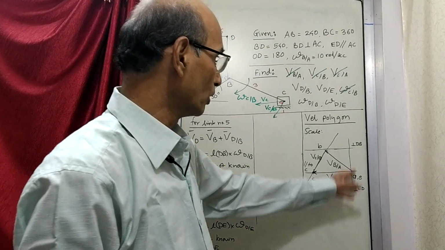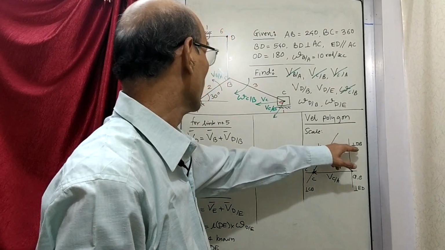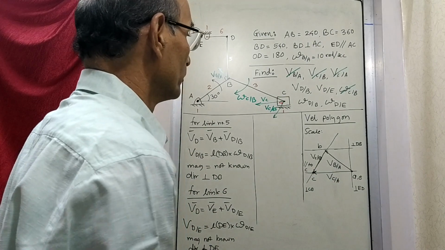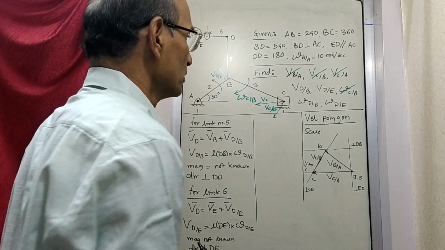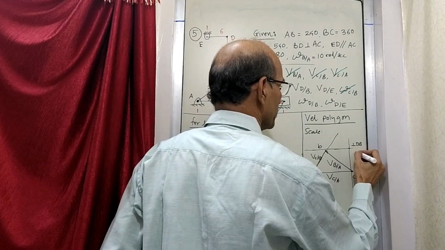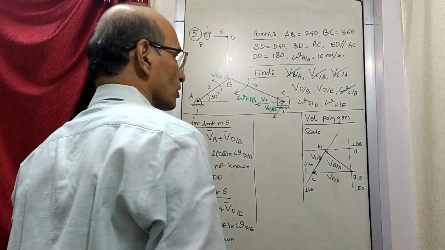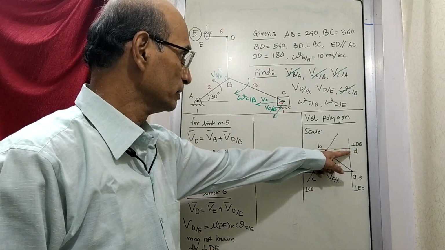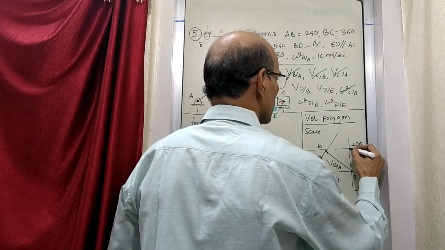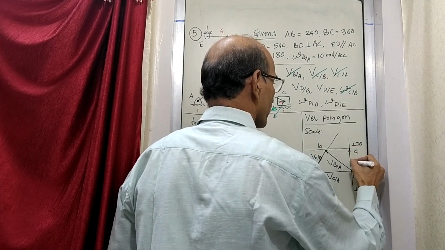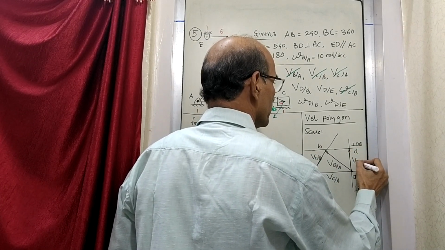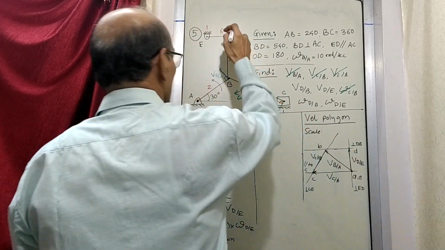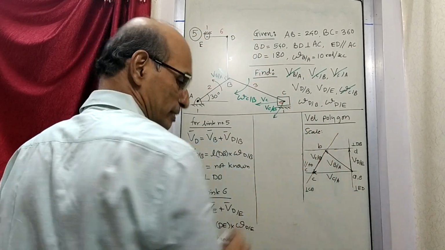So point E is going to lie on this line and point D rather is also going to lie on this line. So here there is going to be point D. So we have found out point D, and then we can show that like this. This is velocity of D with respect to E. Velocity of D with respect to E is like this.